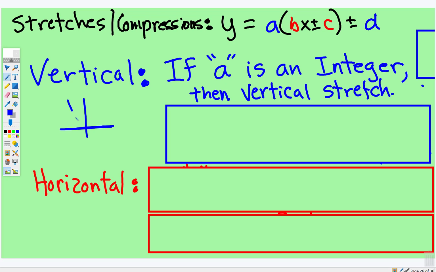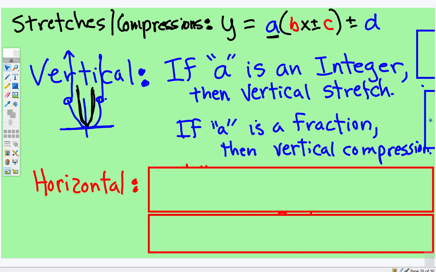So if you have a quadratic function, right? If A is, say, 3, then imagine that you pick up the parabola and you stretch it upward. Well, all of a sudden, you're going to have a much thinner parabola. That's a vertical stretch. If A is an integer, you're going to have a vertical stretch. If A is a fraction, then you have a vertical compression. What I mean by that, let's say A is 1/2. Well, it will be half as tall. That's one way to think about it.